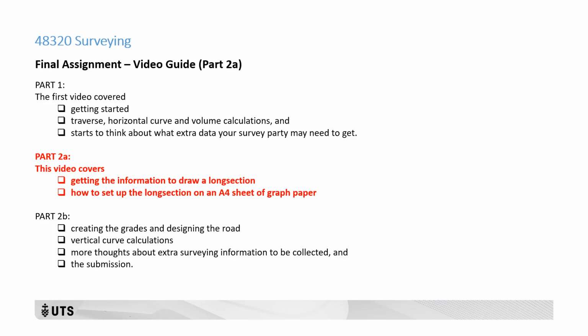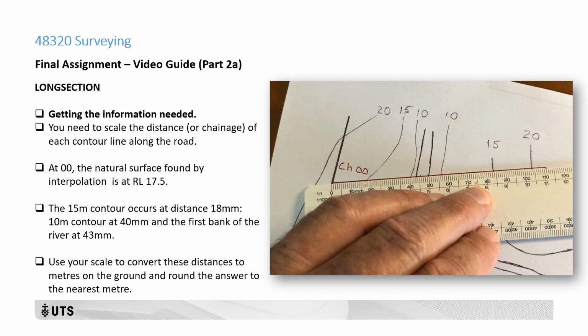This video is fairly short. It covers getting the information to draw a long section and how to set up the long section on a sheet of A4 graph paper so that it'll work and everything will fit. And then there's a third video that concentrates on doing the vertical alignment design. So, getting the information you need to plot your long section.